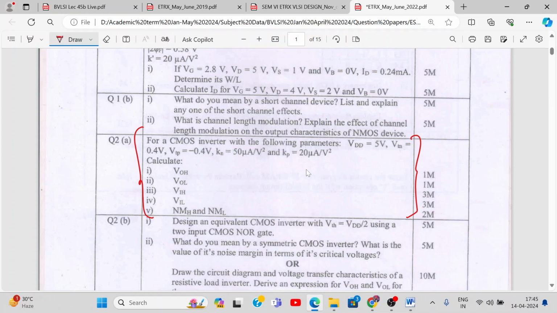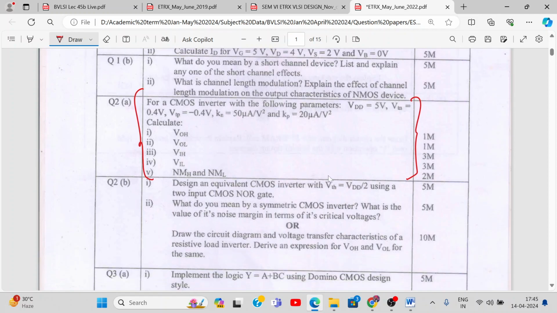So you have to solve these and then the noise margin levels. Okay, and they have asked a numerical also on this, right? See, what do you mean by symmetric CMOS inverter? What is the value of the noise margin in terms of critical voltages? Draw resistive load CMOS inverter and derive its expression. So it's heavily intensive CMOS inverter related questions.